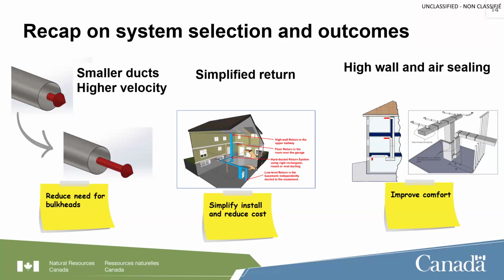So we reduced the need for some bulkheads, not all though, by going to high velocity and smaller ductwork. Our simplified return, and also the smaller ducts and higher velocity, and the simplified return all kind of contributed to a simplified install and a reduction in cost.